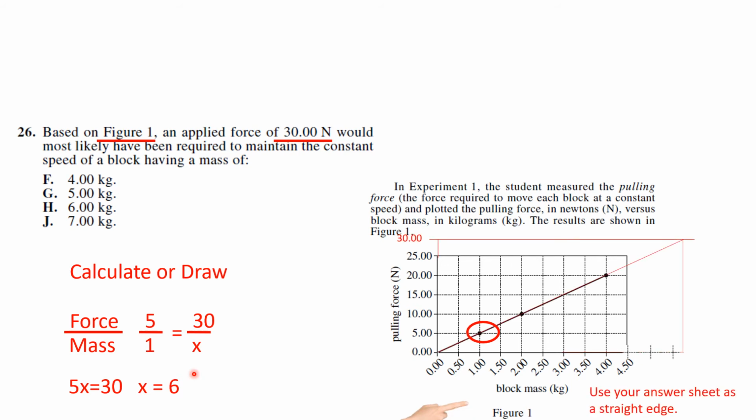The other method would be to draw it. If you draw it, 30 is going to be up here. It's a direct variation, so it continues up. You can draw the line over until you hit the line. You can use your answer sheet as a straight edge, and you're still going to get 5, 5.5, and a little more if you draw it pretty well. And that's going to be 6 as well. So your answer has to be H.